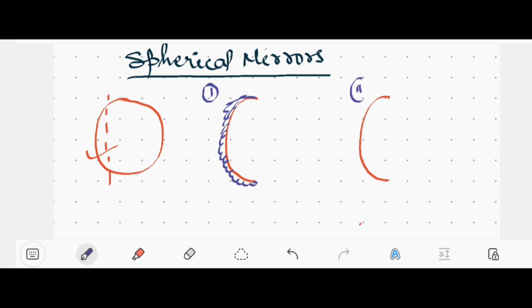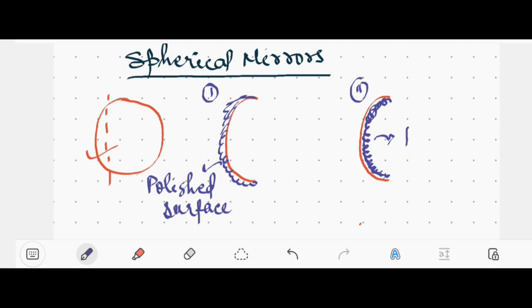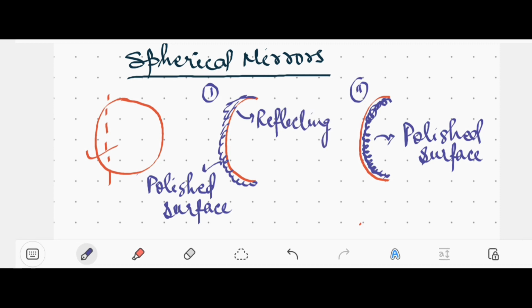And in the second figure, let us consider we are polishing the inner part of the curvature. In the first, the outer part is the polished surface, and in this case the inner part is the polished surface. In this, the inner part is the reflecting surface, and in the other case the outer part is the reflecting surface.